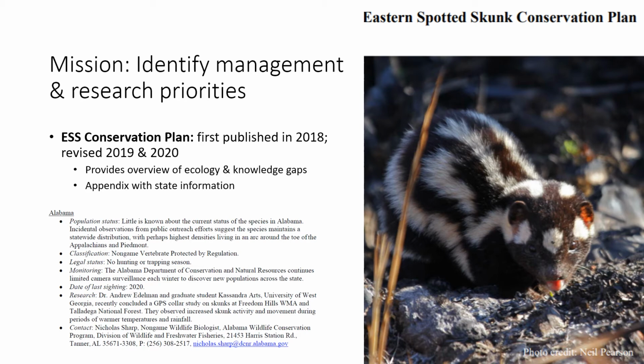And this was first published in 2018 and was a big effort of David's as our first chair. And then later on, when I was chair, it was revised in 2019 and 2020. It also includes at the end of the plan an appendix with state-by-state information that's very useful if you're looking for who to contact and what's going on in different states. And you can see an example of that for Alabama on the slide here, just what type of information is present for each of our states where the spotted skunk occurs.